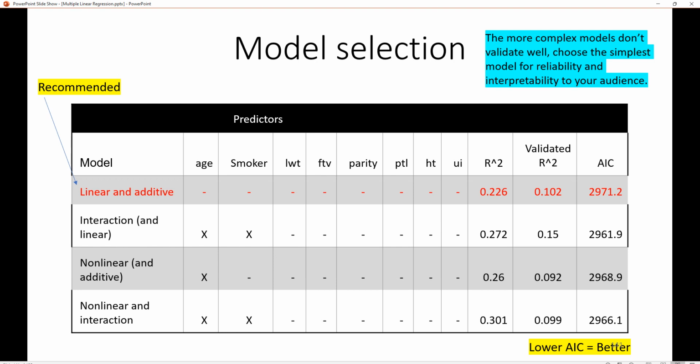So if there was an interest in that subject, or if that was a concern, I would say use the second model. But we're using a hypothetical example where we're just interested in the easiest model to explain. So that would be the linear and additive model in this example. But I would also consider that interaction model between age and smoking. But I wouldn't recommend the nonlinear models that are additive or have interactions, because that validated R-square doesn't really hold up as well. So in a bigger data set or in future data, we wouldn't expect it to hold up as well.